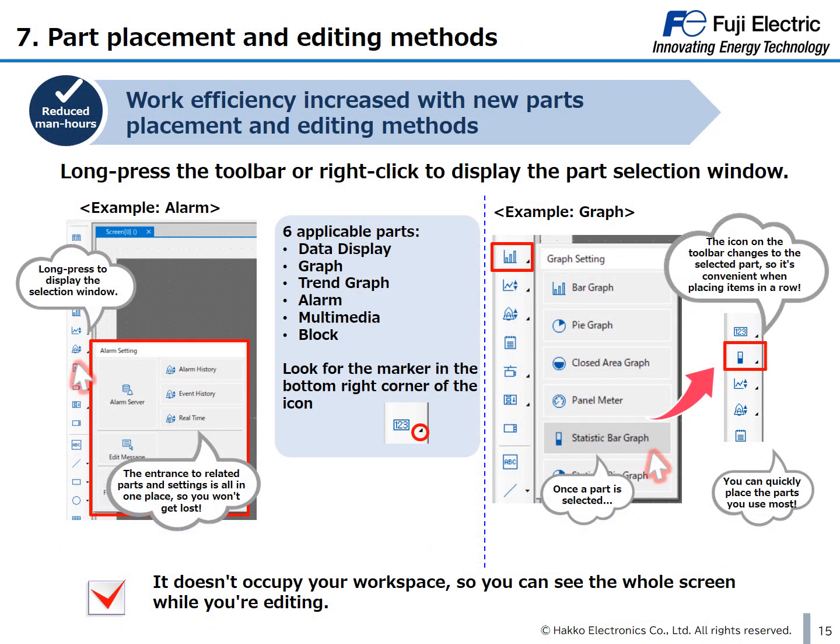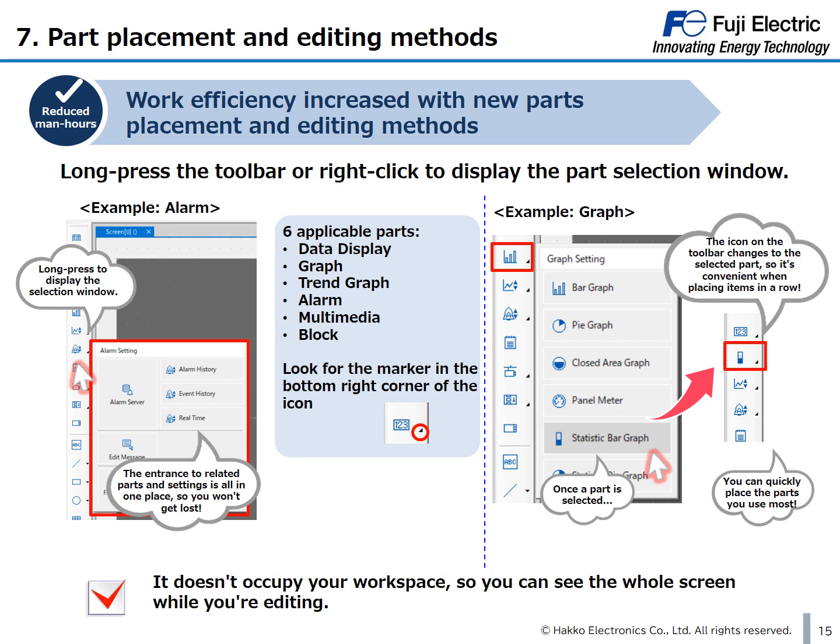Next, we will show you how to place and edit new parts to save man-hours. First, to place a part, press and hold the toolbar to display the part selection window. The selection window will appear for the 6 functions shown here, and the marker at the bottom right of the icon is the sign. The related parts and entrances to the settings are grouped together, so you will not get lost. In addition, the number of man-hours required for placement is also taken into account.